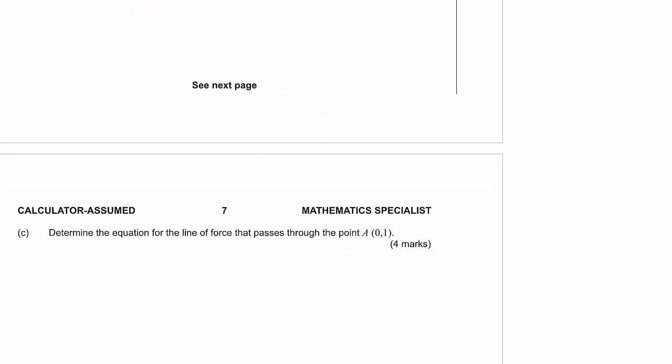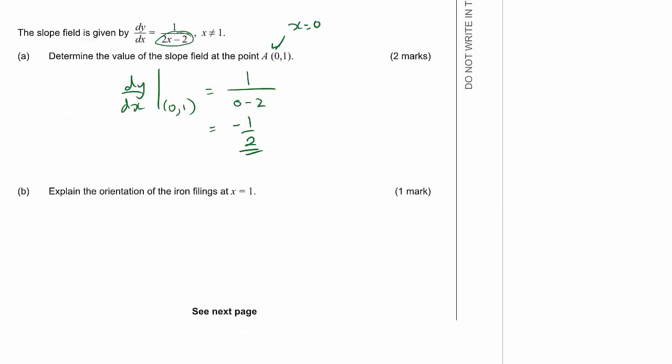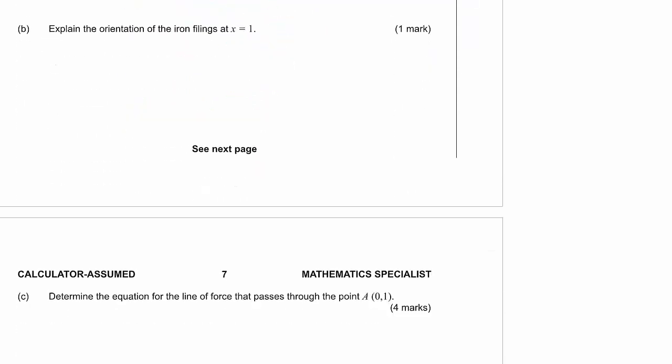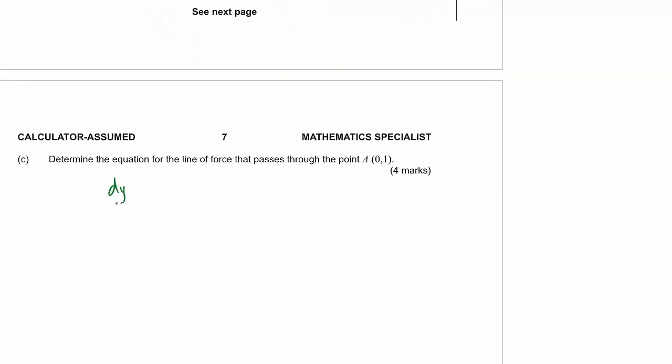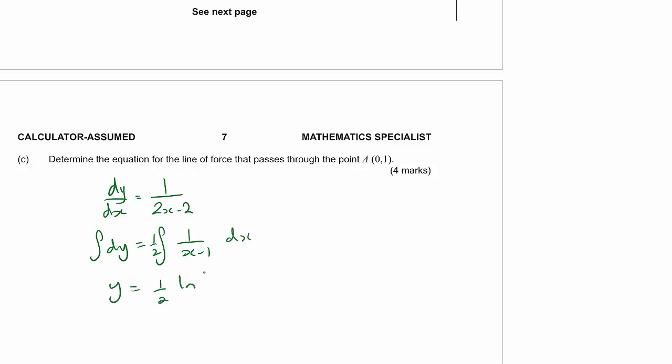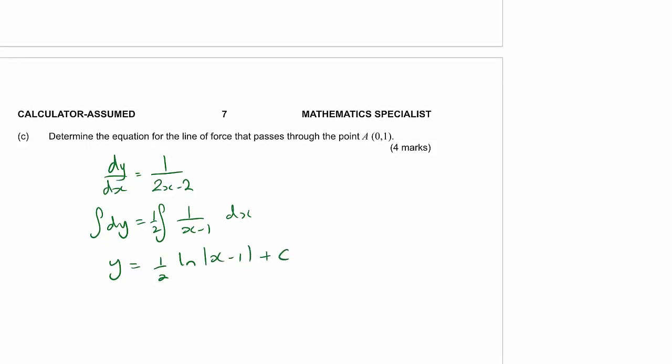Determine the equation for the line of force that passes through the point (0, 1). So that's the one that we actually have. So dy/dx is 1 over 2x minus 2. So the integral of dy is equal to half the integral of 1 over x minus 1. Just take the 2 out. So that gives me y is a half natural log of x minus 1 plus a constant.